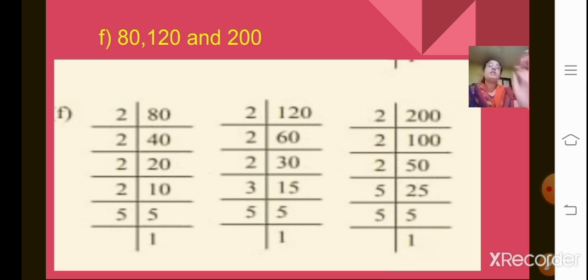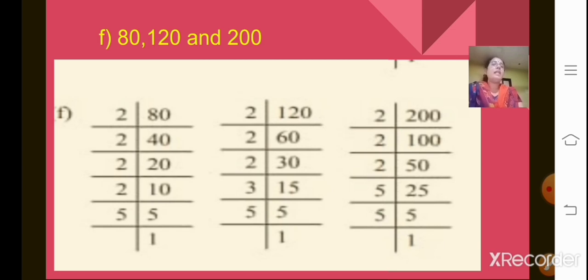Now again, 80 using the prime factorization method. 2 4s are 8, 0; 2 2s are 4, 0; 2 10s are 20; 2 5s are 10 and 5 1s are 5. Same way you will find the prime factors of the number 120 as well as for the number 200. 2 1s are 2, 0 0 you will write as it is. 2 5s are 10. Again 0 as it is. 2 2s are 4. 1 carry over here. So 2 5s are 10. 5 5s are 25 and 5 1s are 5.